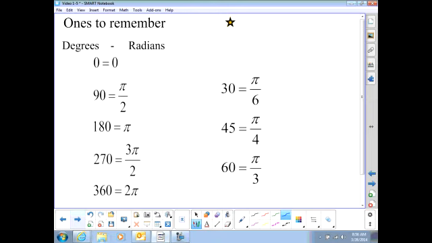Now your special right triangle ones that we'll see a lot: 30 is pi over 6, because that'd be 180 divided by 6. 45 is pi over 4, because that'd be 180 divided by 4. And 60 is pi over 3, because that'd be 180 divided by 3. Those are the ones that will come up most frequently throughout the year.